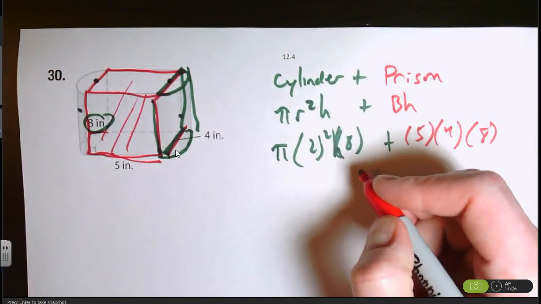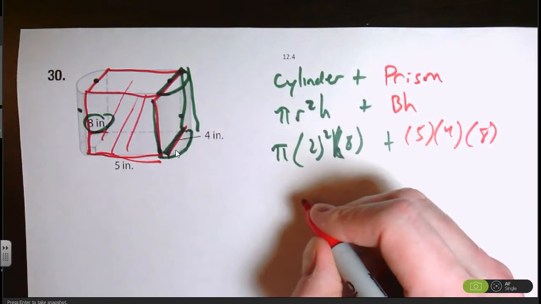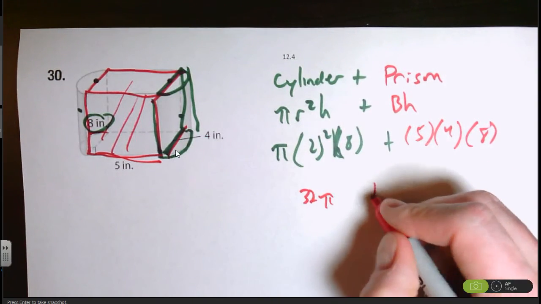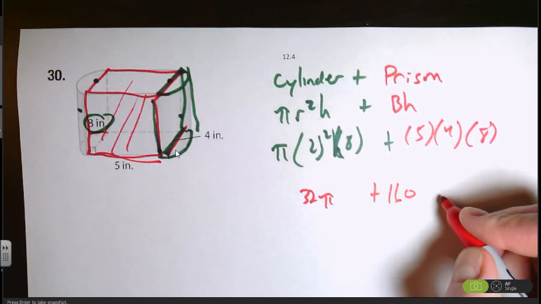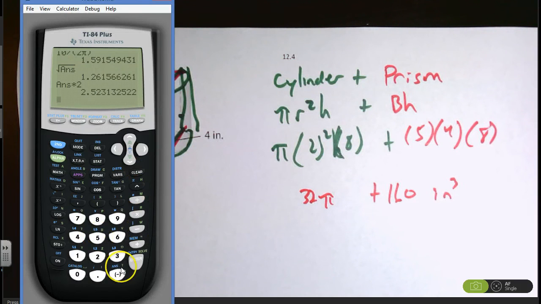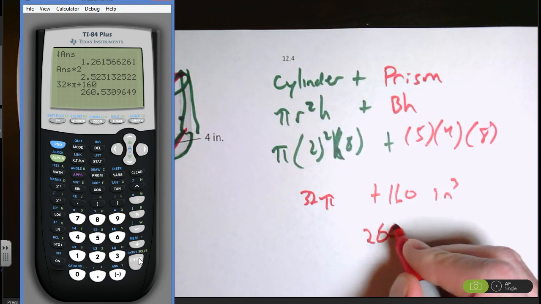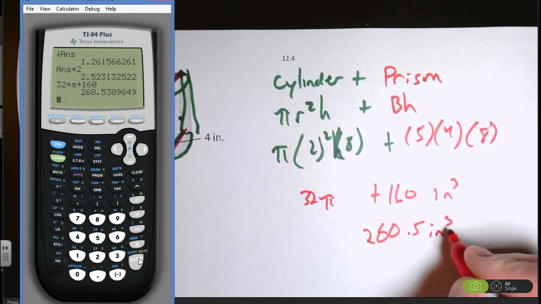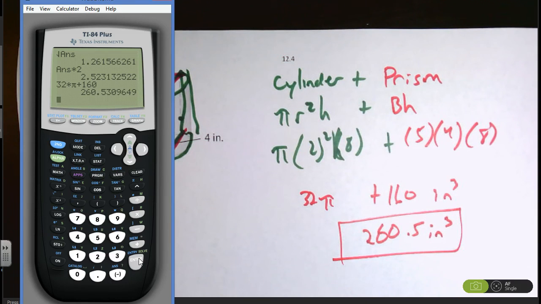Okay. So we get then 4 times 8, which is 32 pi, plus 20 times 8, which is 160. This is inches cubed. There's your exact answer. If you'd like a decimal approximation of that, 32 times pi plus 160 gives us 260.5. There we go.